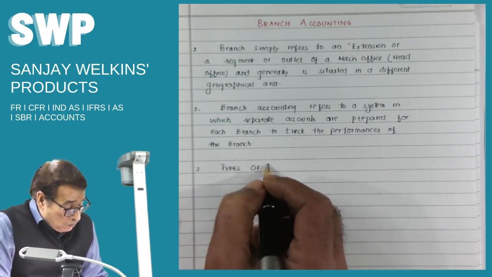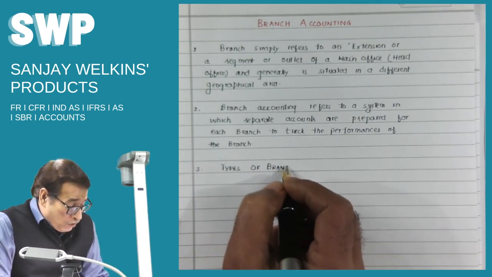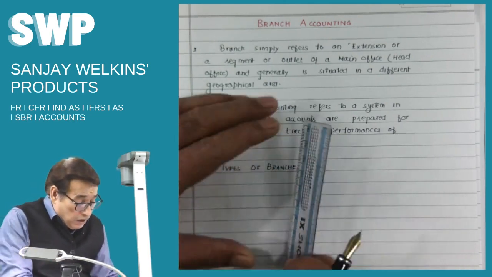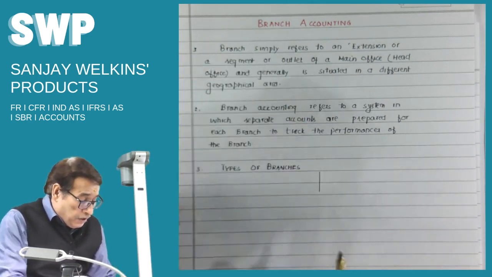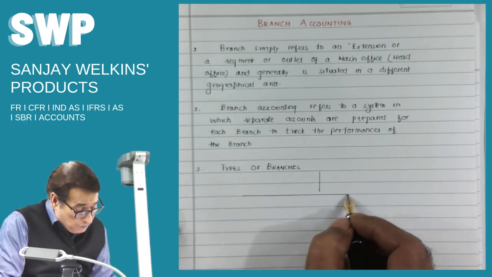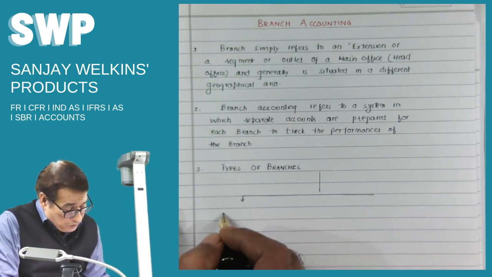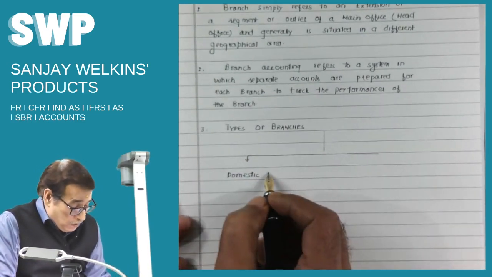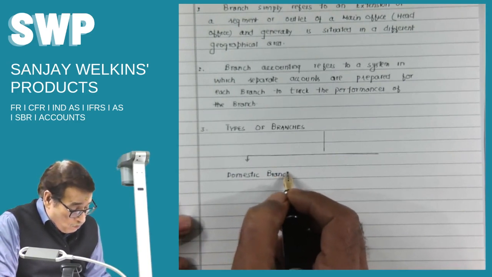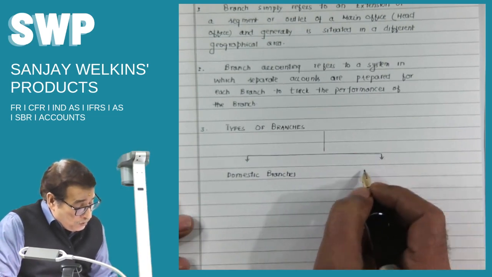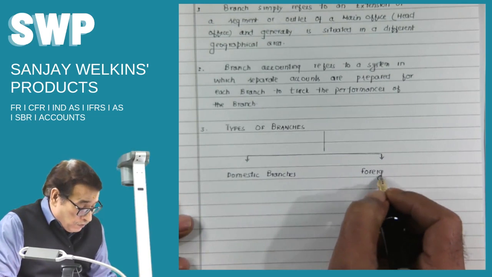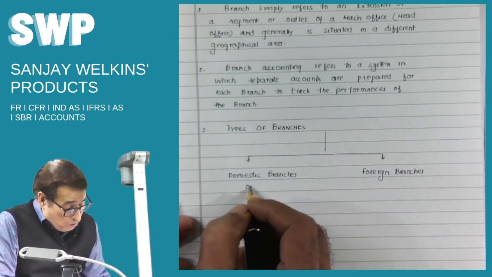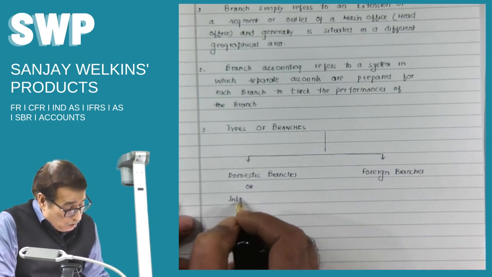Types of branches. As far as branches are concerned, broadly they are categorized into two parts, correct? Domestic branches and foreign branches. Domestic branches are also known as inland branches.